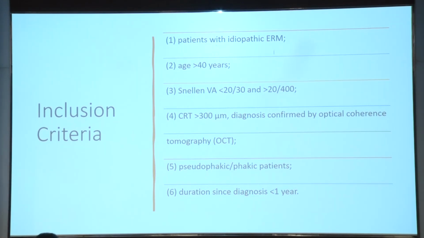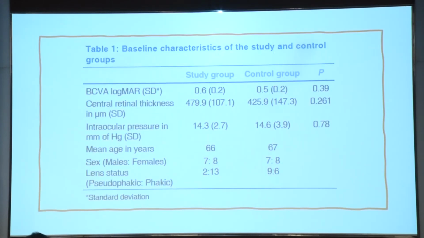The inclusion criteria were patients with idiopathic ERM, age more than 40 years, visual acuity between 20/30 and 20/400 with an OCT thickness of more than 300 microns. Patients could be pseudophakic or phakic, but if the cataract was significant, we performed cataract surgery at the same time as the ERM surgery, and the duration of the disease with symptoms should be less than 1 year. So these are the baseline characteristics which were matched between the two groups.